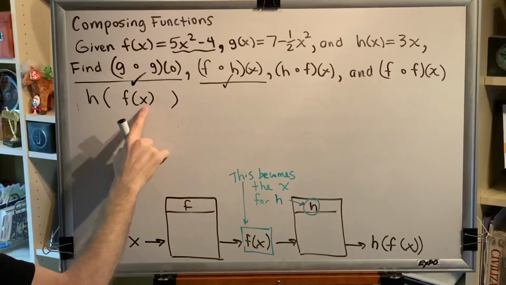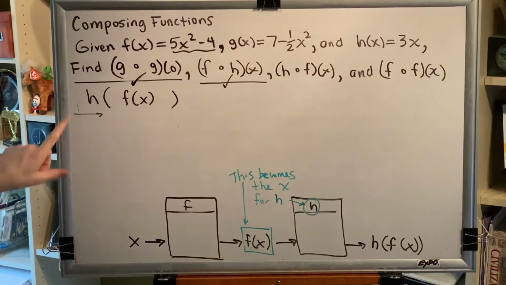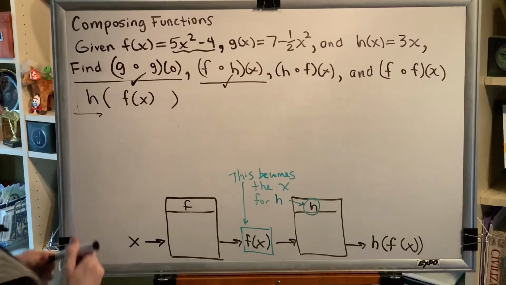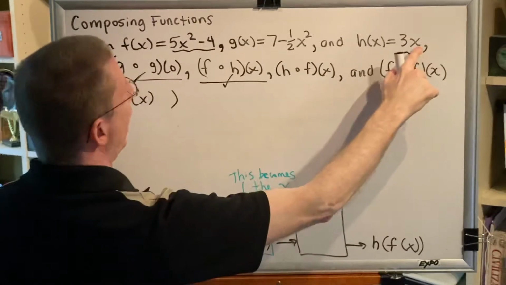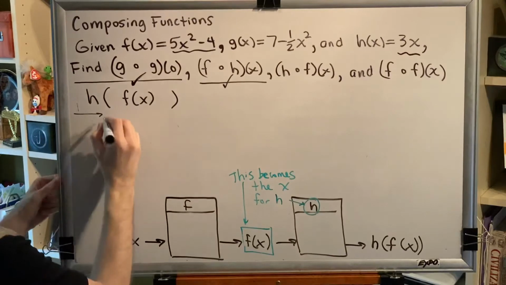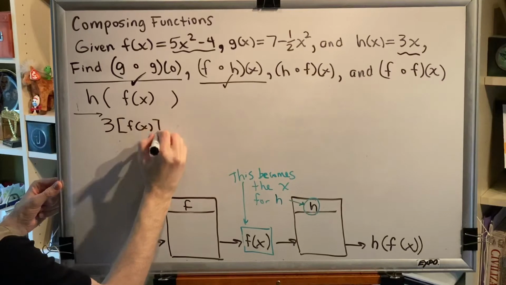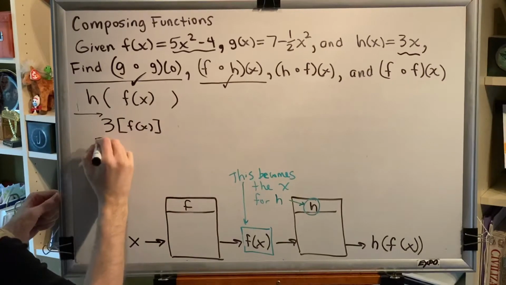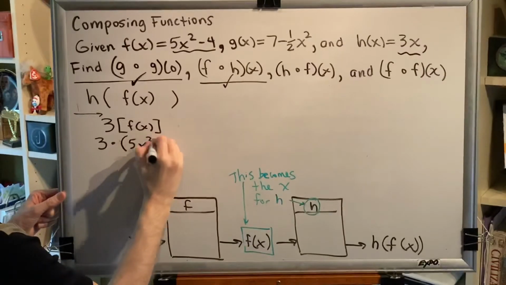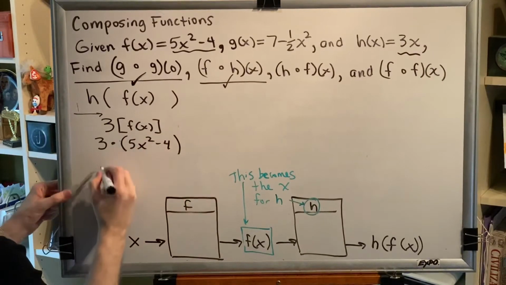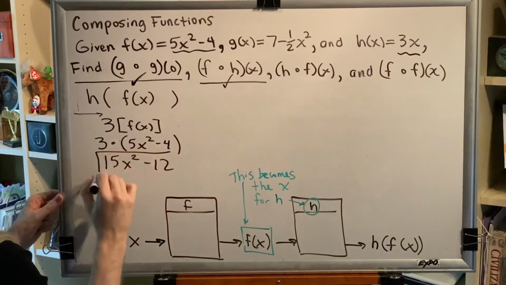And once again, inside we see a variable, so we work from the outside in. What that means is we're going to use function h, and specifically the right-hand side of function h, but instead of writing x, we'll put f of x. So we get 3 f of x. Now substitute, and we get 3 is being multiplied by f of x, which is 5x squared minus 4, and then finally distribute, and we get 15x squared minus 12. This is our final answer.